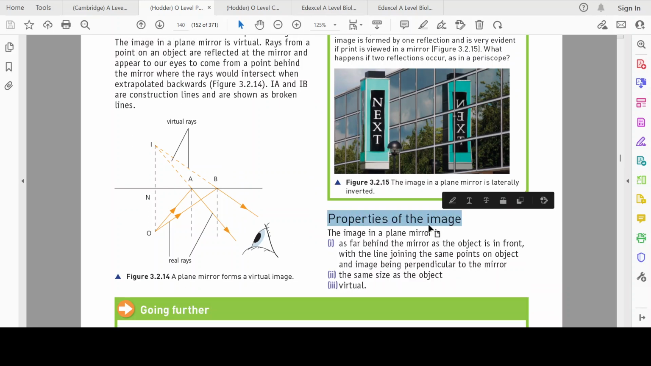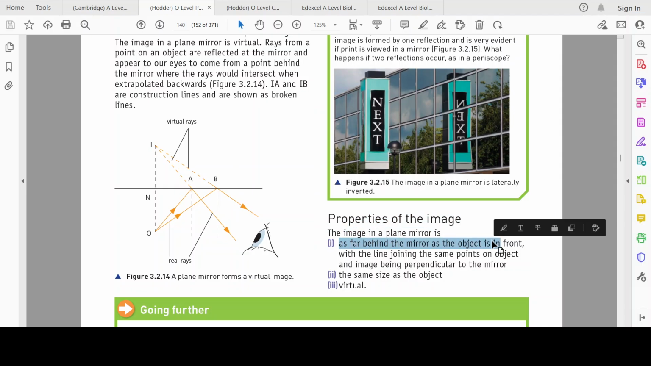And so the properties of a virtual image in a plane mirror are that it is as far behind the mirror as the object is in front, with the line joining the same points on object and image being perpendicular to the mirror. So right over here, the lines joining them are perpendicular. The image is the same size as the object.